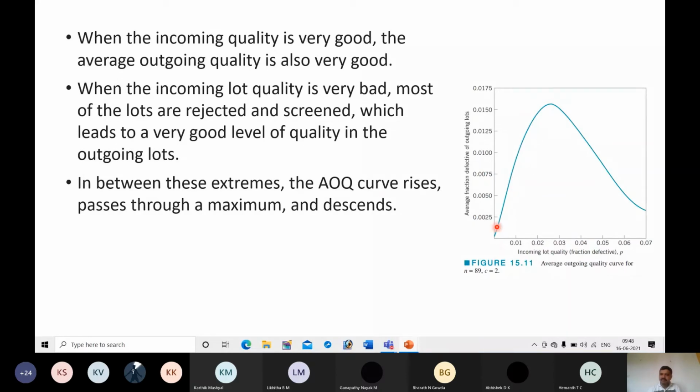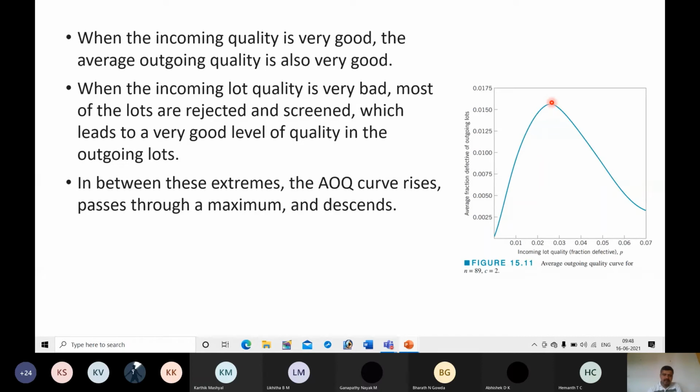So in between these two extremes, you will find a situation where quality is not poor, nor is it good, it is average. In that situation, a few lots which consist of defectives are also accepted. Because of that, this results in poor quality of the outgoing lots. In between these extremes, the average outgoing quality curve rises, passes through a maximum and descends. This is the peak of the curve.